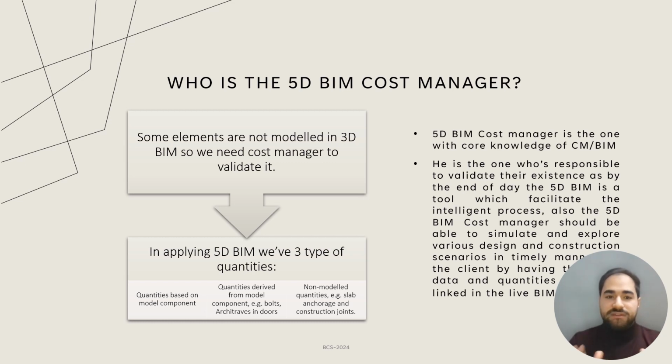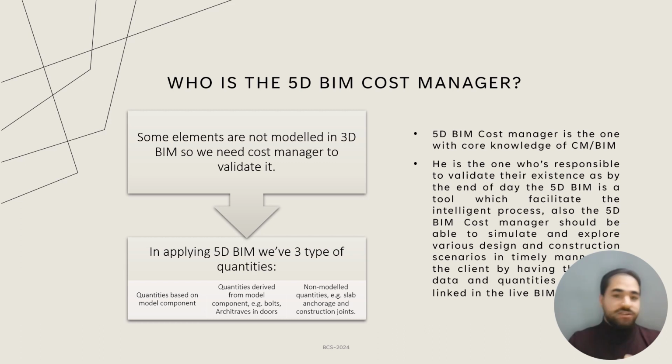Because in the 5D BIM we have 3 different quantities. We have quantities based on model components like the beams and slabs. All of these items can be quantified, and also we can assign the cost for them easily. But what about the quantities not derived from the model components? By the end of the day, it is software. The 5D BIM is a tool. It's not a human.